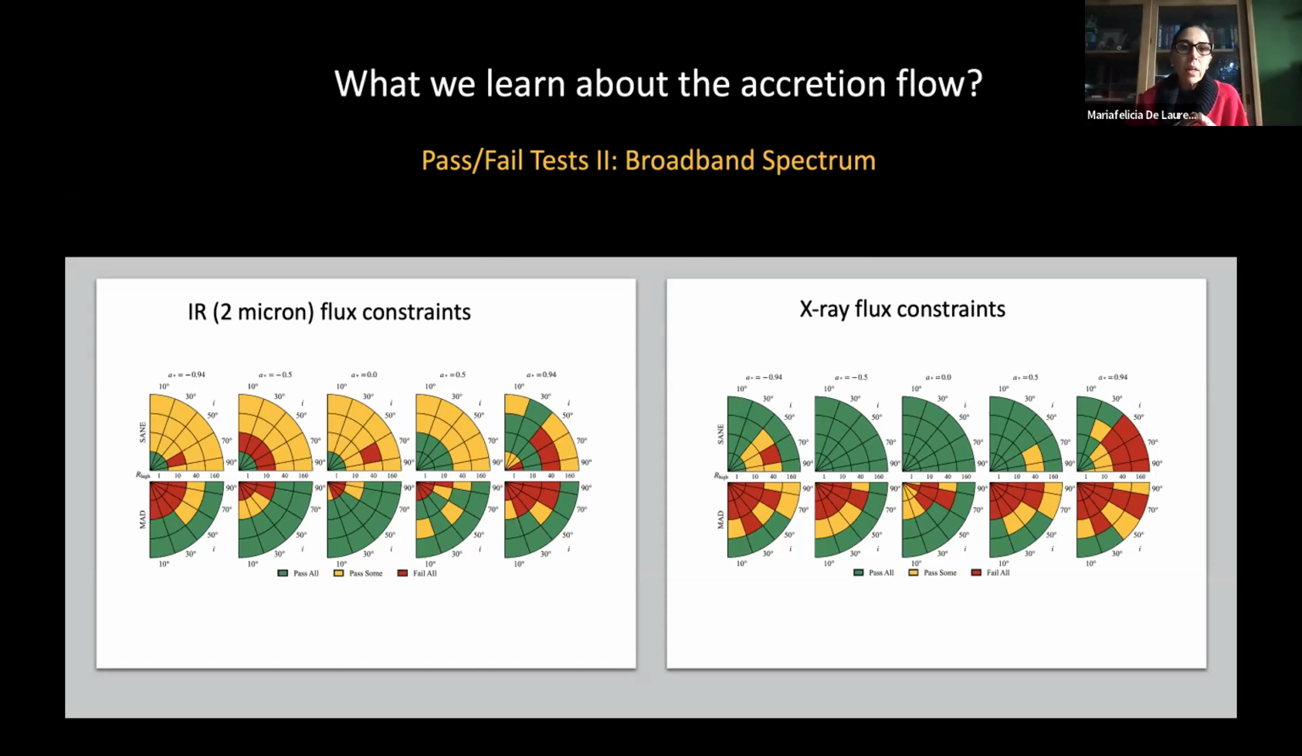So we are asking, how do our models do in this broadband spectrum constraint? And we see that MAD does great for the infrared constraint, while SANE does great for the X-ray flux constraint, for the reason that we said, one is cooler than the other. So in one case you are overproducing in one band, or overproducing in the other one.